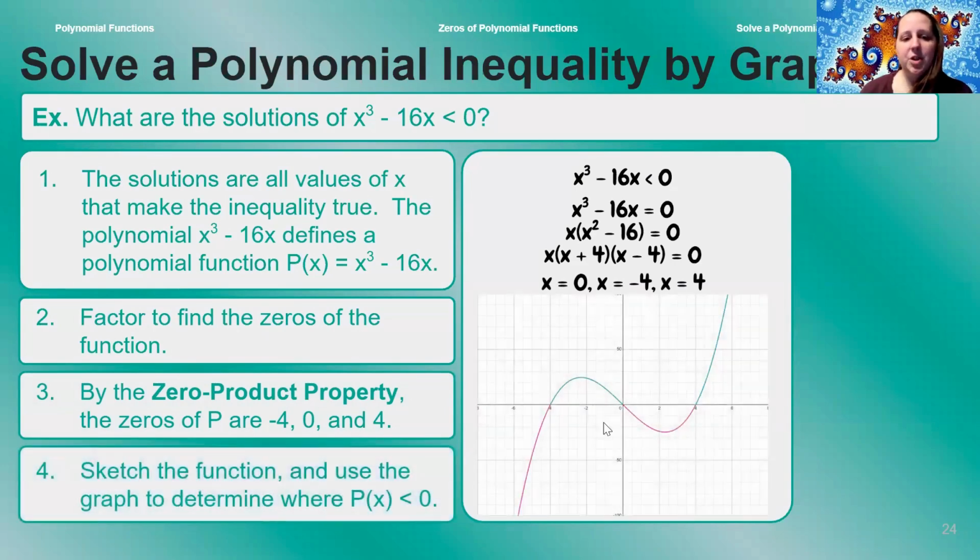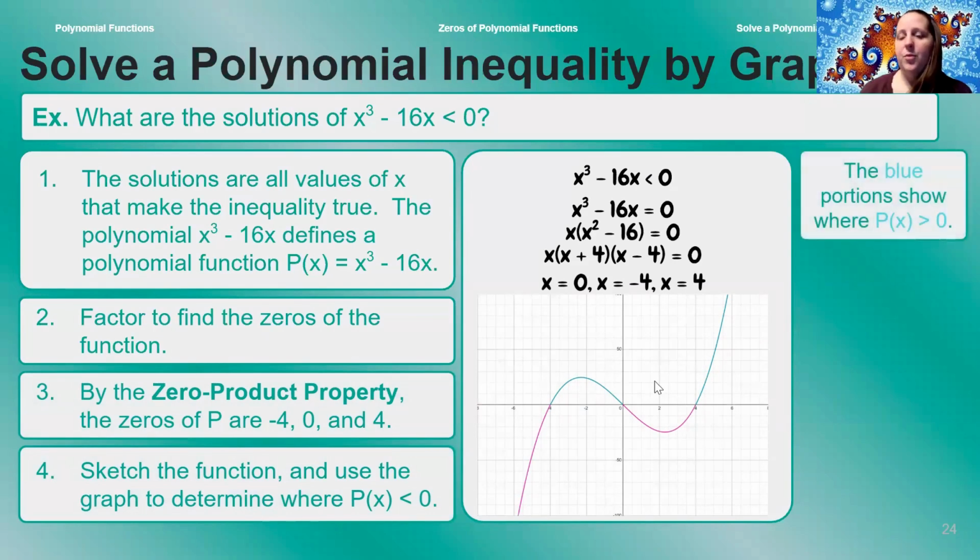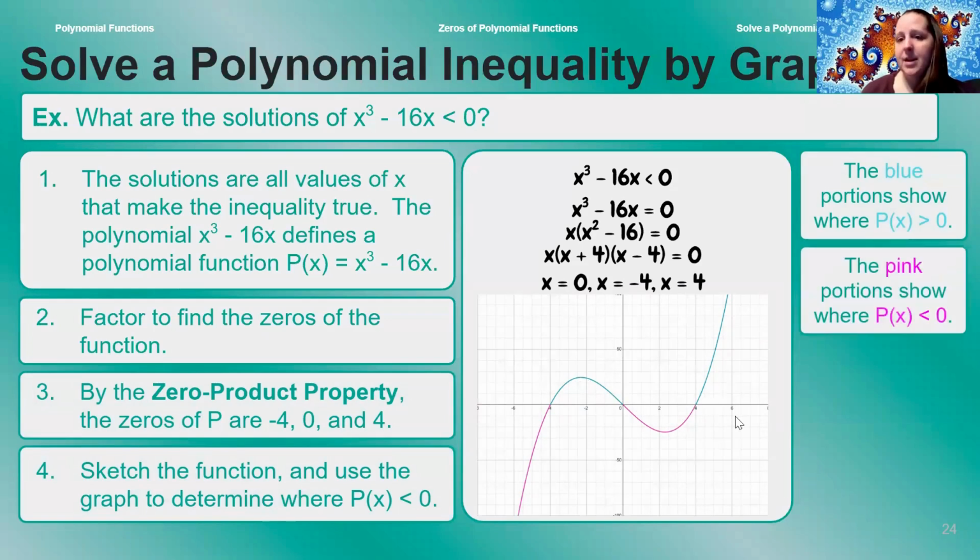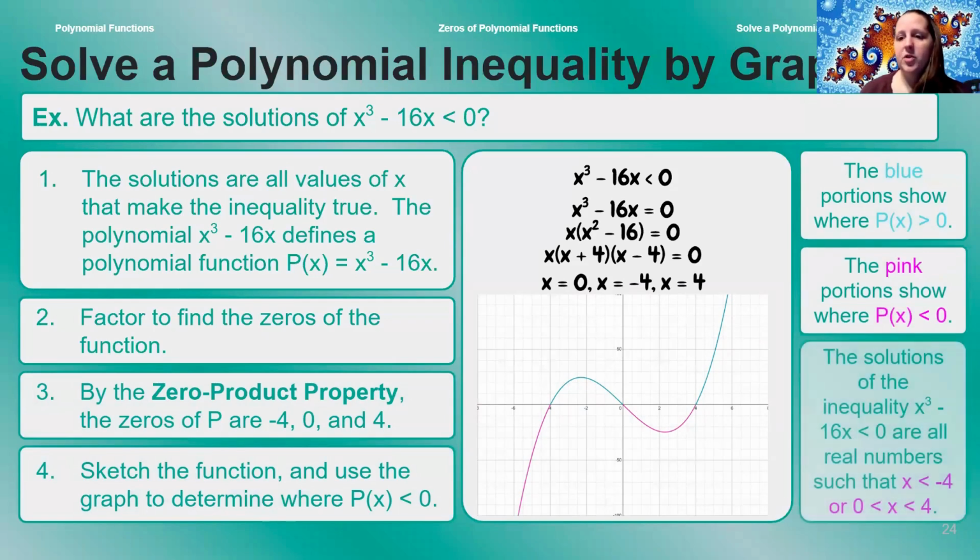I can then sketch the function and use the graph to determine where p of x is less than 0. Okay. So the blue portions show where p of x is greater than 0, so it means it's above the x-axis. The pink portions show where p of x is less than 0. So the solutions of the inequality x cubed minus 16x is less than 0 are all real numbers such that x is less than -4, or 0 is less than x is less than 4.